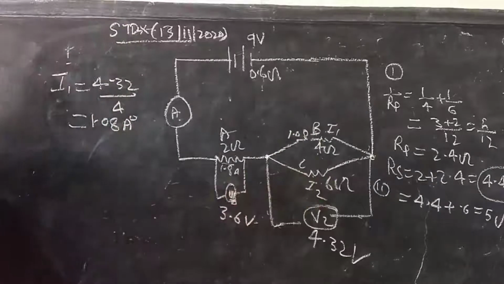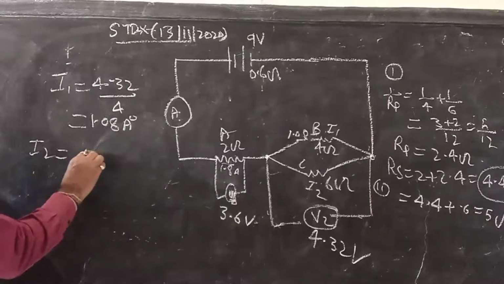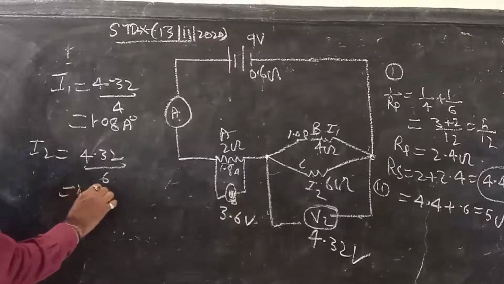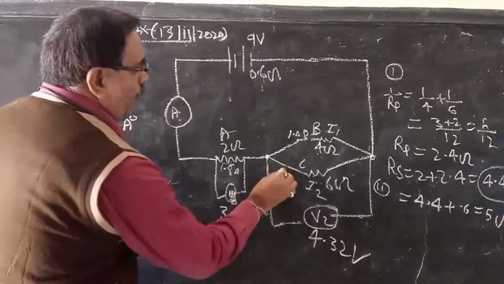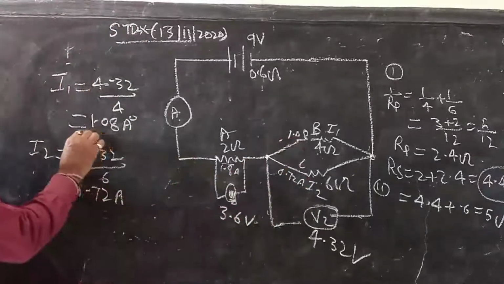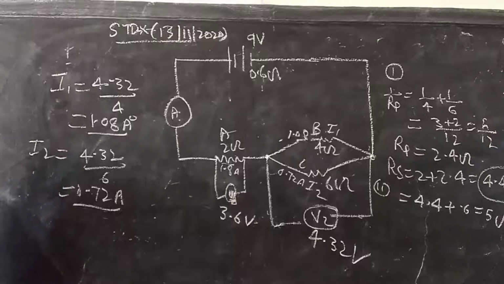How much current means I2? So I2, V is 4.32 divided by 6. It is 0.72 ampere. Here it will flow 0.72 ampere. When you add 1.08 and 0.72, it will come equal to 1.8.